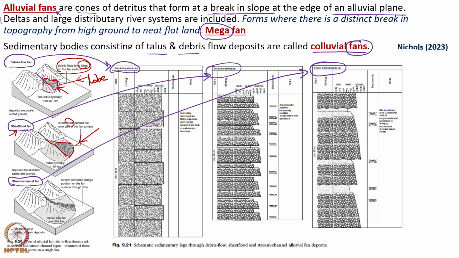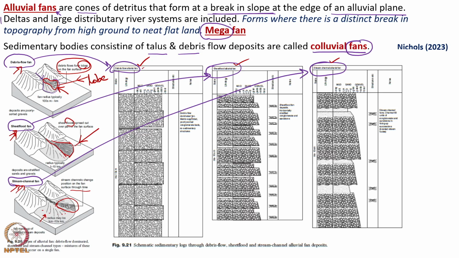Now, the third variety is the stream channel fan. Here stream channels change positions on the fan surface through time. This is the fan surface, and over it the stream channels change their position over time. An alluvial fan need not be classified strictly as a debris flow fan, a sheet flood fan or a stream channel fan. Mixed examples are also there. Anyway, we now come to the successions.